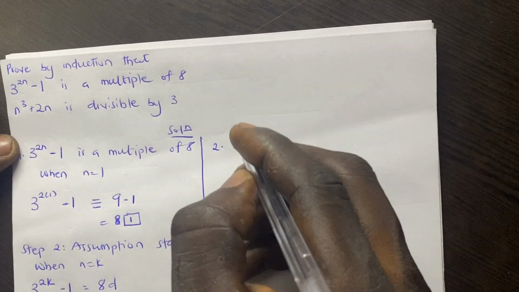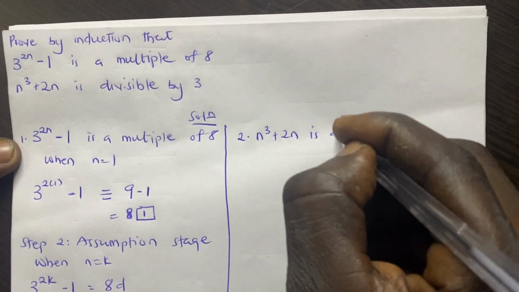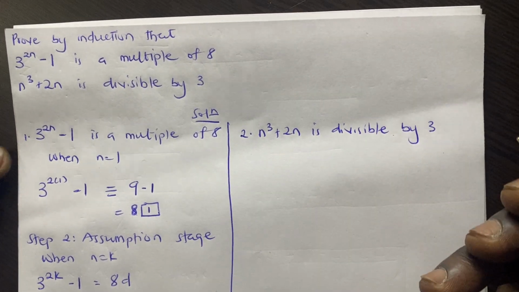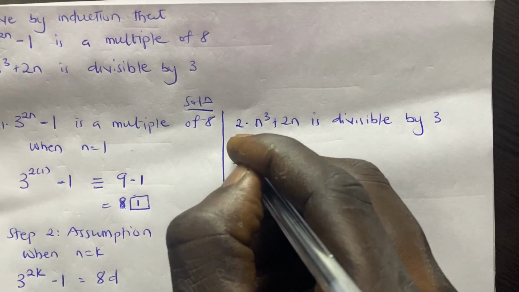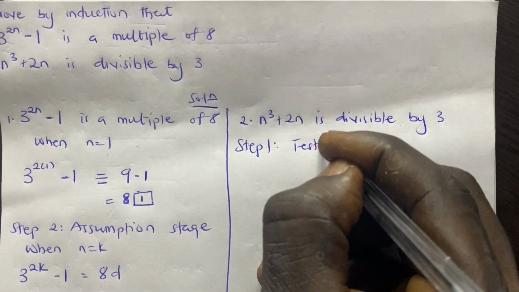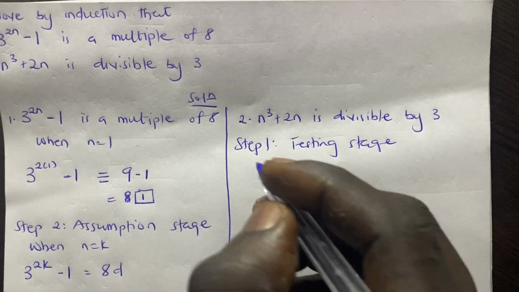Now 2n cubed plus 2n is divisible by 3, right? So just like we did, we are going to start with the testing stage. So step 1, testing stage. We are going to test it with 1 as usual.